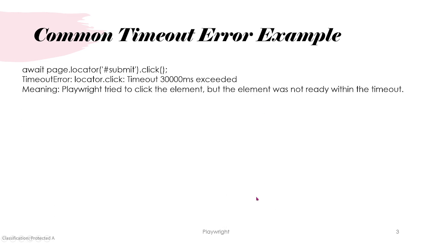Example: wait for the page, then a locator for submit and click. The error is a timeout of 30,000 milliseconds exceeded. It means Playwright tried to click the element, but the element was not ready within the timeout.